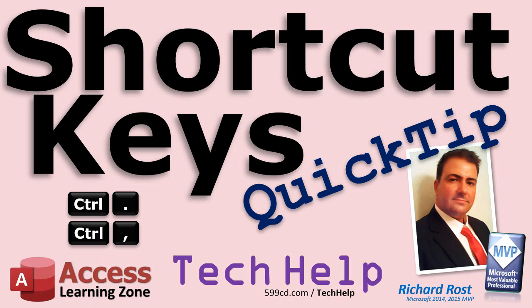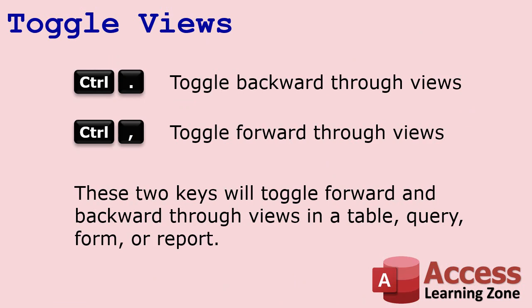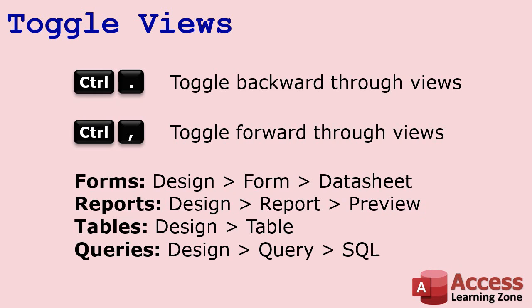In today's video, I'm going to talk about Ctrl-Period and Ctrl-Comma. These two keys will toggle backward and forward through your views, whether you're working with a table, query, form, or report. I use them most with forms. You can toggle between design, form, and datasheet views. They're also handy with reports. You can toggle between design view, report view, and print preview.